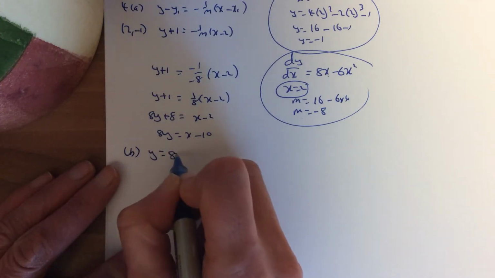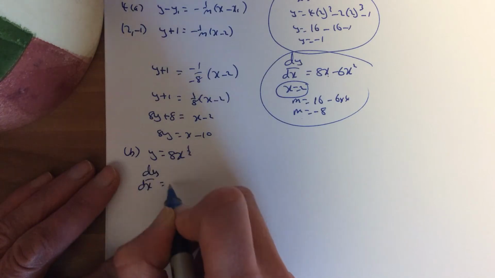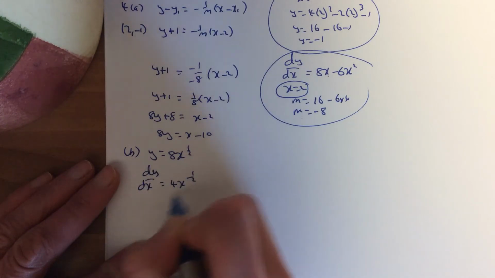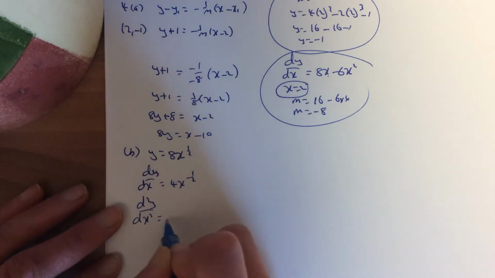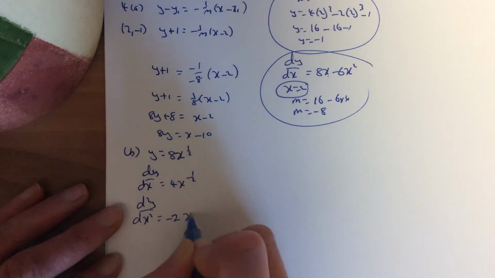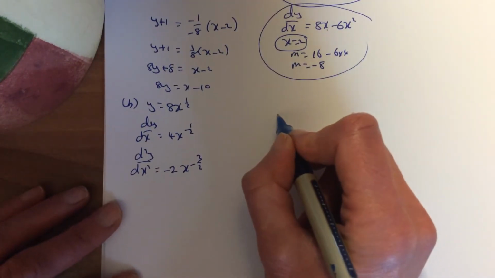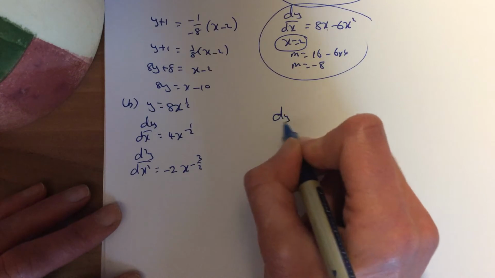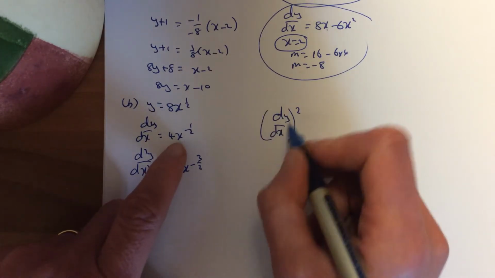Part B of number 4. Y equals 8x to the half. Differentiate that, power to front and multiply, take 1 off. Differentiate that a second time, power to front and take 1 off. Now the next bit of this question is a play on the notation. So it's your dy by dx squared. There's your dy by dx.